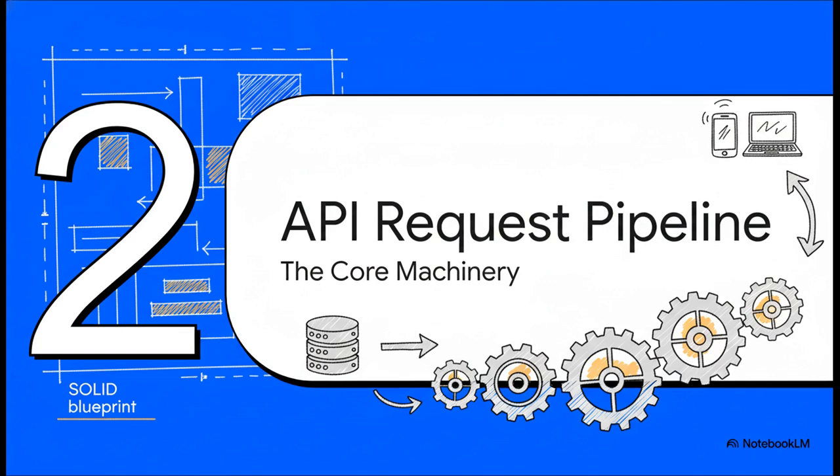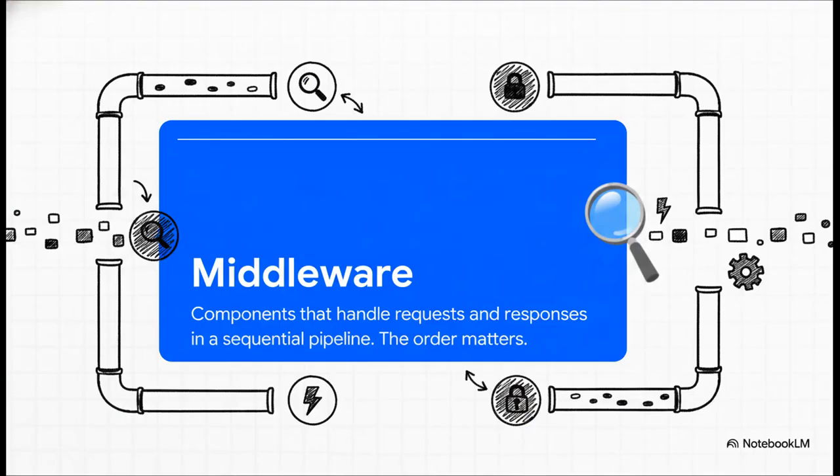Okay, so SOLID gives us the blueprint for building really well-designed parts. But how do all those parts actually work together when a request hits our API? For that, we need to understand the machinery of the request pipeline. This whole pipeline is built from these little pieces of code called middleware. And honestly, the best way to think about them is like a series of checkpoints on an assembly line. Each piece of middleware gets to inspect or even change the request before passing it along to the next one. This is how we handle all those crucial things like authentication, logging, and error handling.